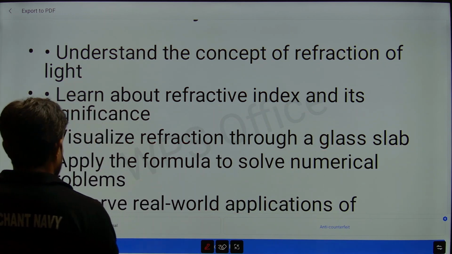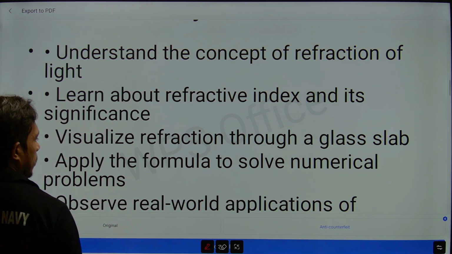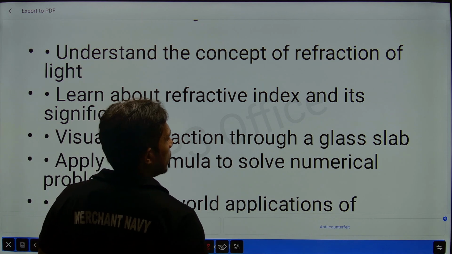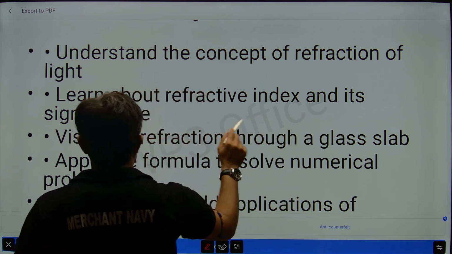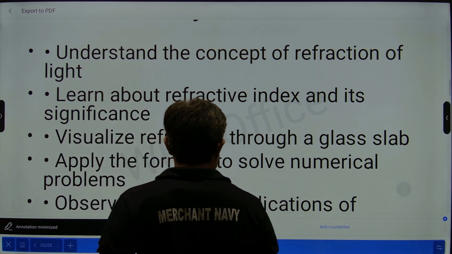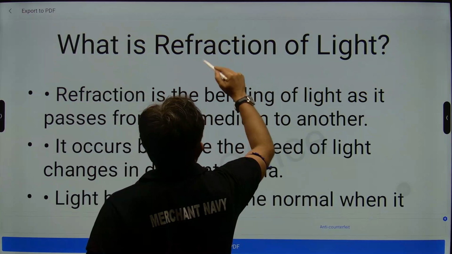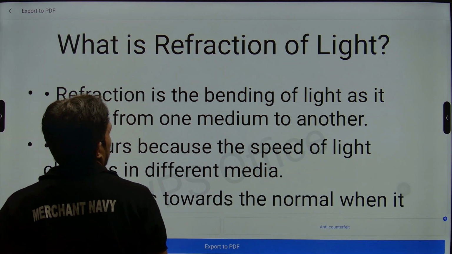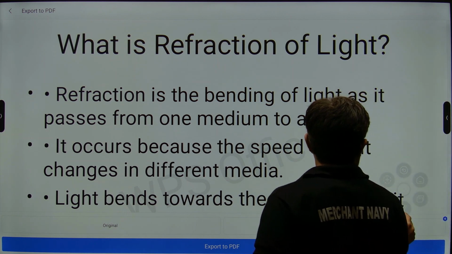Next, understanding the notation, and from here counting the refractive index. Yes, we have done it. Now, first we will read what is refraction.